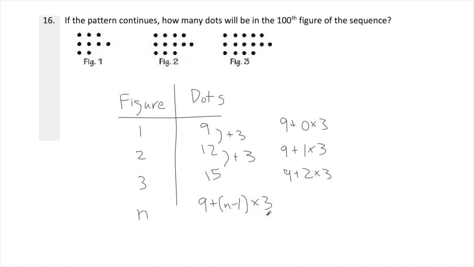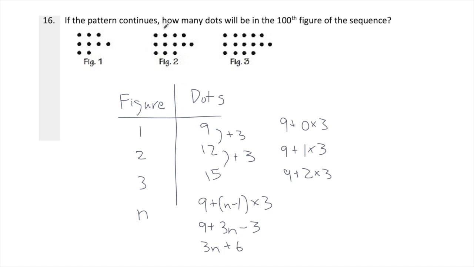We can simplify this equation by distributing n minus 1 times 3. So we have 9 plus 3n minus 3. So simplifying this, we get 3n plus 6.